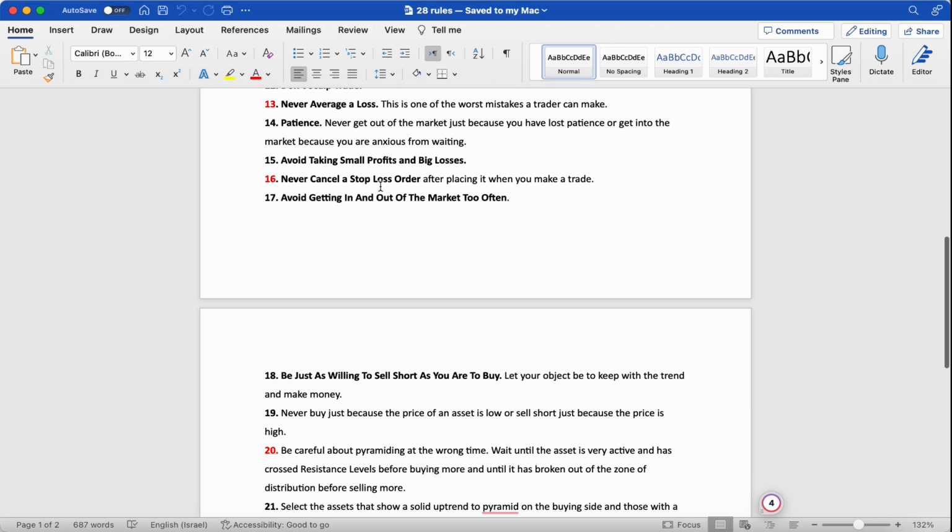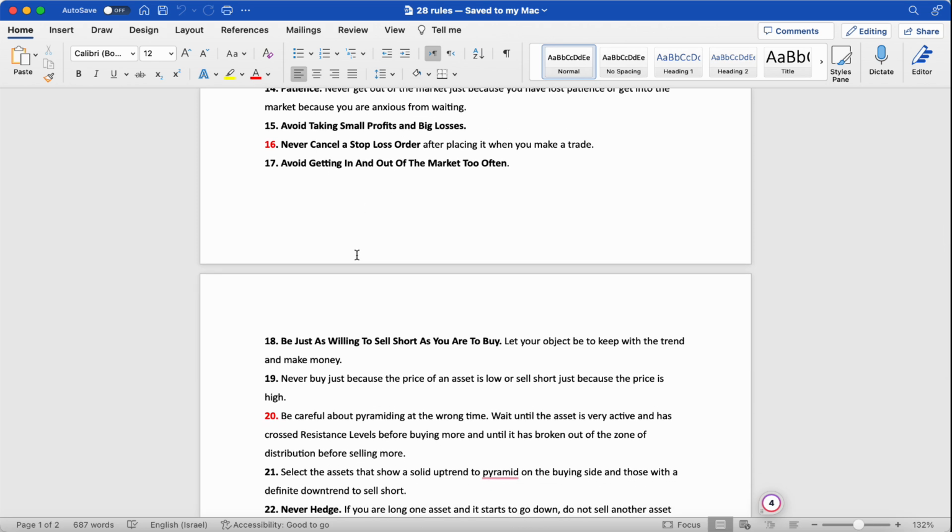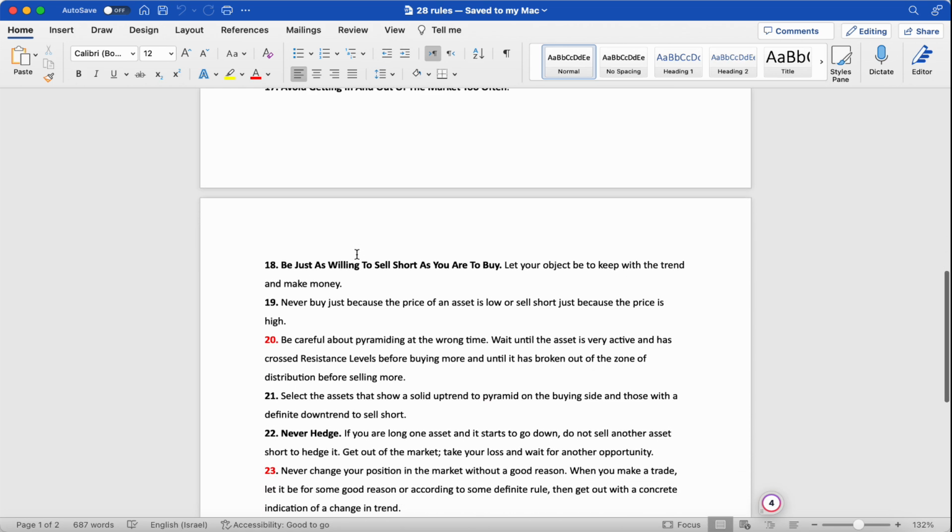Never cancel a stop loss order. When you place a stop loss order, it should be at an invalidation point, and if the price has crossed your stop loss, it means that your whole idea was wrong. So really, there is no point in lowering or raising your stop loss.